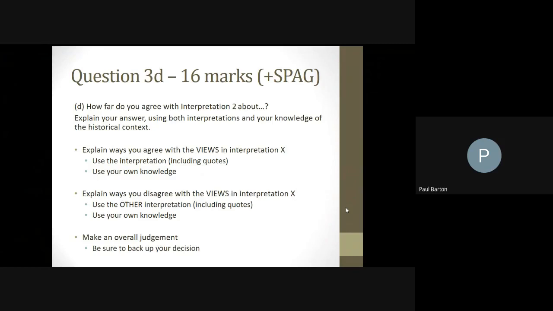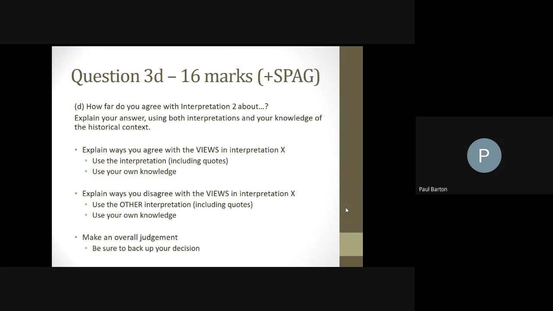So the key things here really are that you've got the ways you agree with the interpretation, you use the quotes and details from the interpretation linked to your knowledge. You've got ways you disagree with the interpretation, using quotes and your knowledge to explain why you might disagree. There's quotes, of course, from the other interpretation.